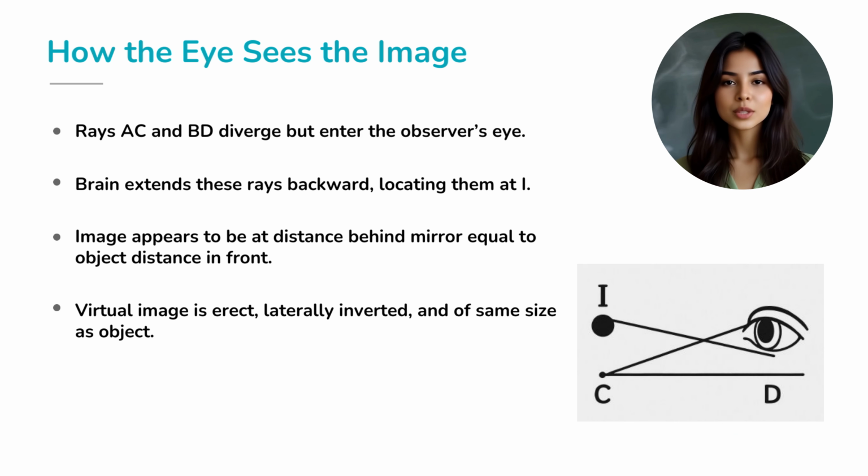Now, what does the human eye do in this story? When rays AC and BD enter your eye, your brain, being the wonderful detective it is, assumes they've traveled in straight lines. It extends them backward and reports, aha, the object must be at point I behind the mirror. That's why the image appears at the same distance behind the mirror as the object is in front. And here's a fun fact: the image is erect, of the same size but laterally inverted. Ever noticed how the word LEFT becomes TFEL in a mirror? That's lateral inversion in action.